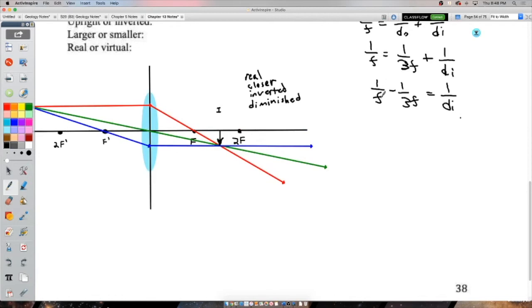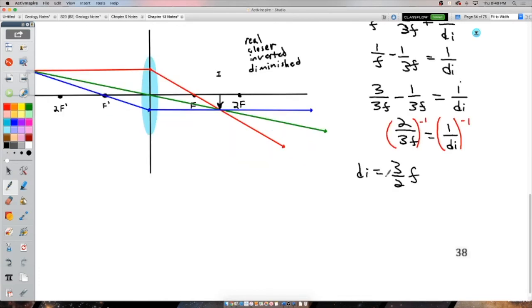So 1 over f is the same as 3 over 3f, right? That's the same number, just written in a way that allows me to deal with it here. So 3 minus 1 is 2 over 3f equals 1 over di. And give both sides a flip. So di equals 3f over 2, right? Okay, so what does that tell us? Well, remember, do was 3f, which is twice 3 over 2 f, or 1.5f. Twice of that is 3f.